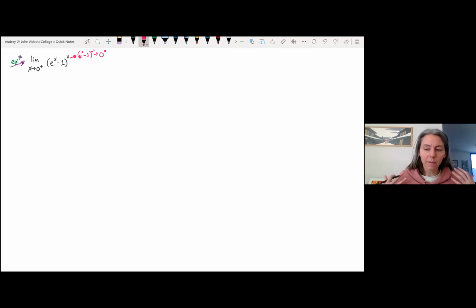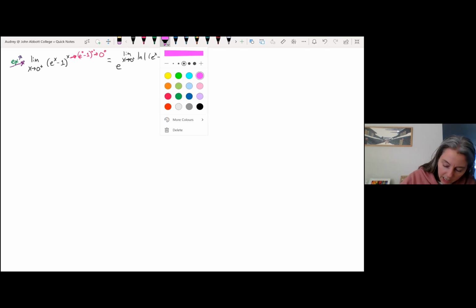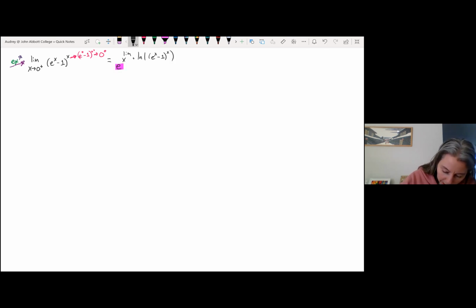So we have an exponent there, so that means we're going to do our e ln thing. So we're going to say this is equal to e to the limit as x approaches 0 from the right of natural log of e to the x minus 1 to the power of x. We're just going to highlight e here so that we don't forget it, and erase that arrow because I don't like how it looks, and then go down and just do our limit part.